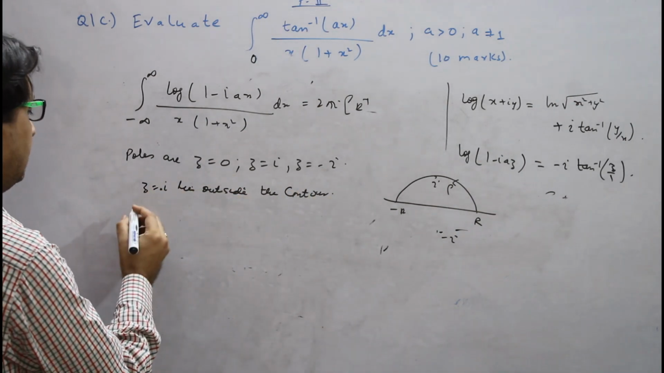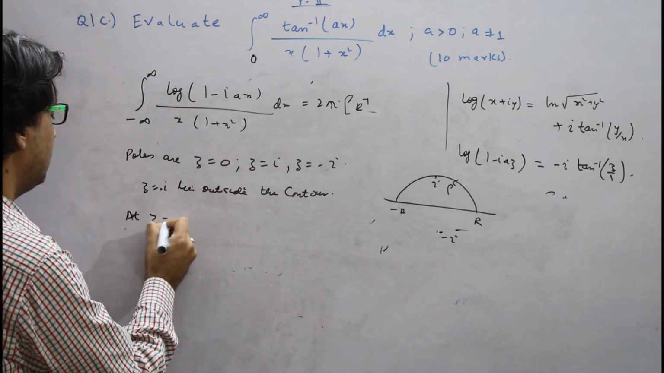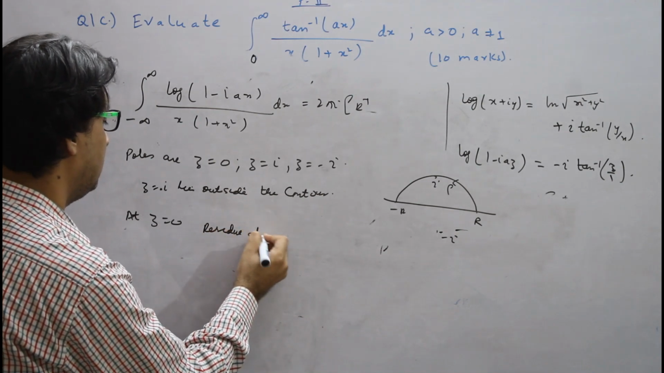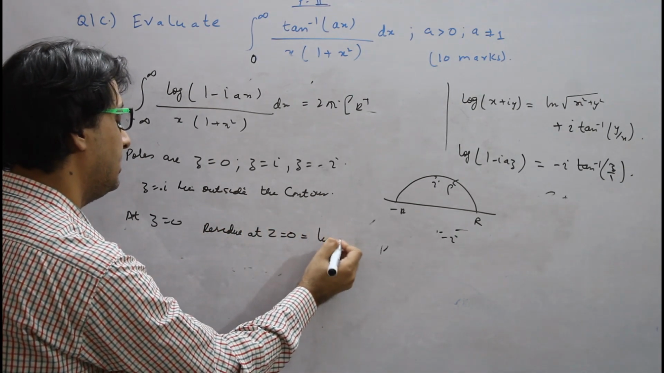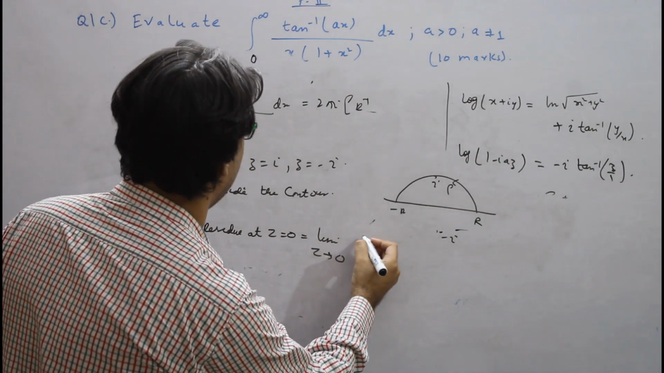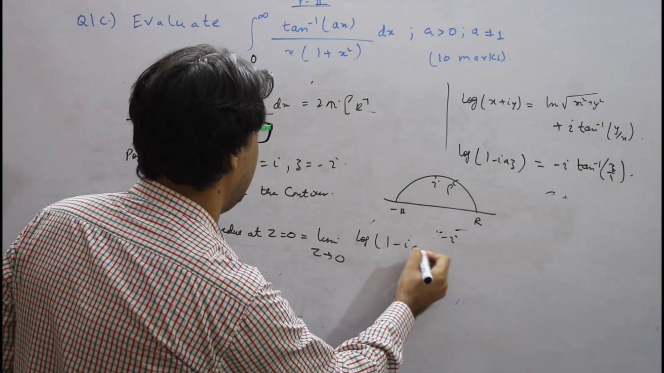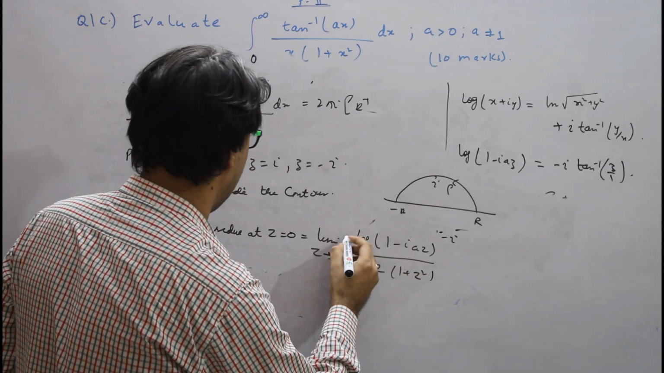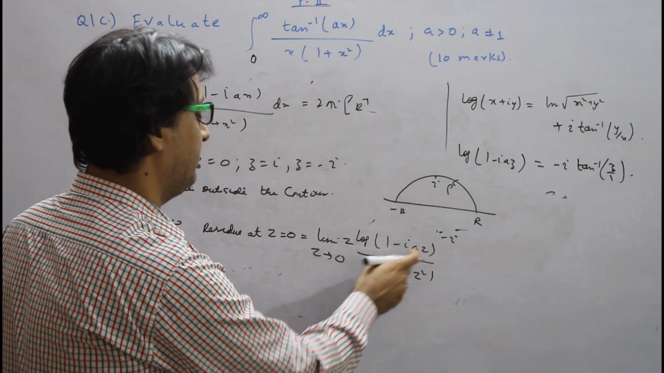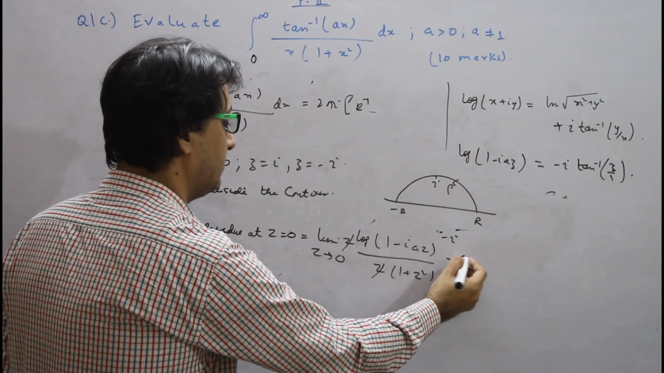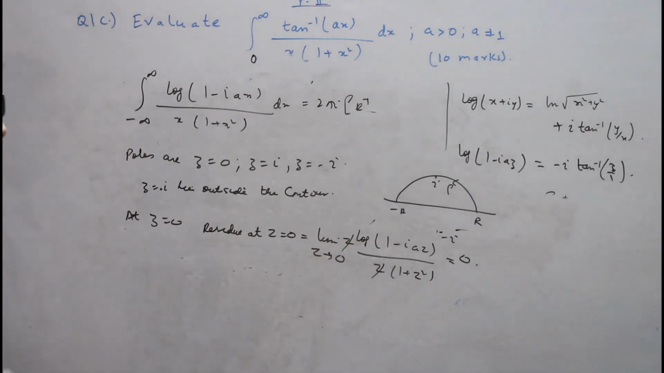What about z equal to 0? At z equal to 0, yes, it lies inside, so we will find the residue. The residue at z equal to 0 is the limit as z tends to 0 of z times log of (1 minus iaz) divided by z into (1 plus z squared), where that is z into f(z). So z will be cancelled and this is log 1, which is 0. So we have got residue 0 there. So we only have to find the residue at z equal to i.